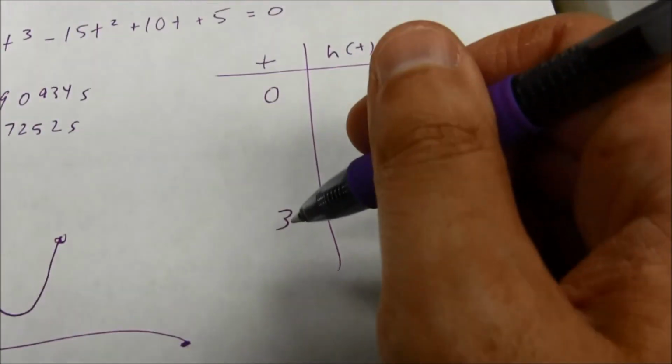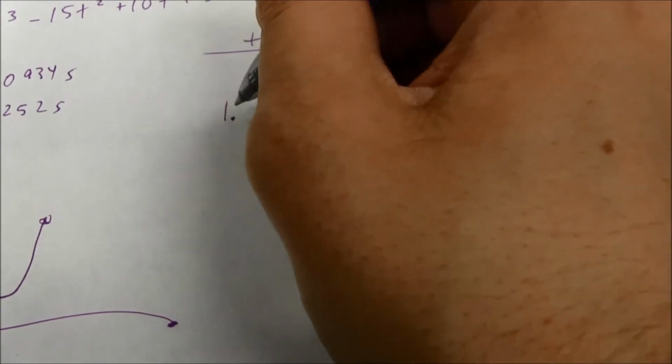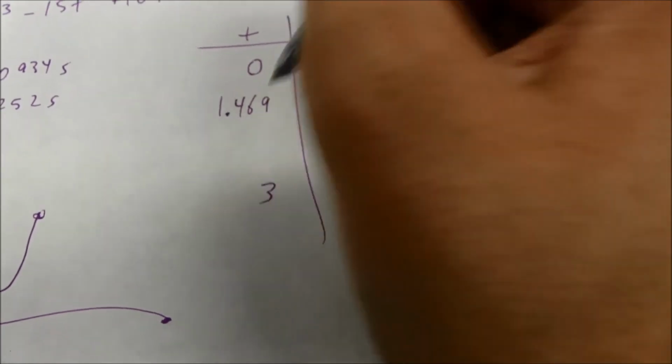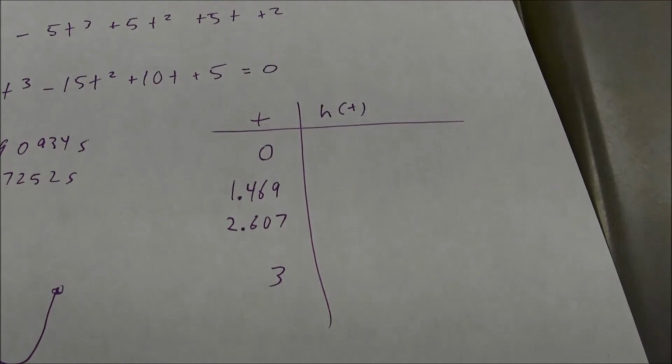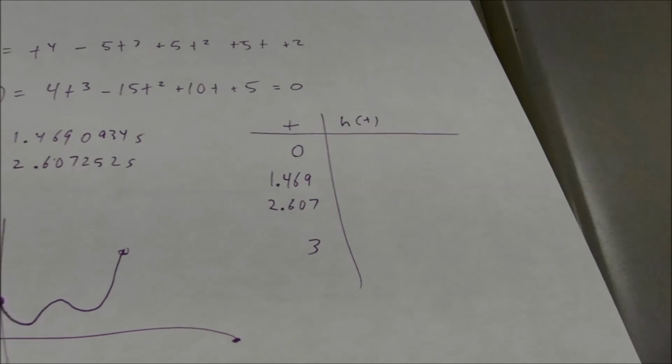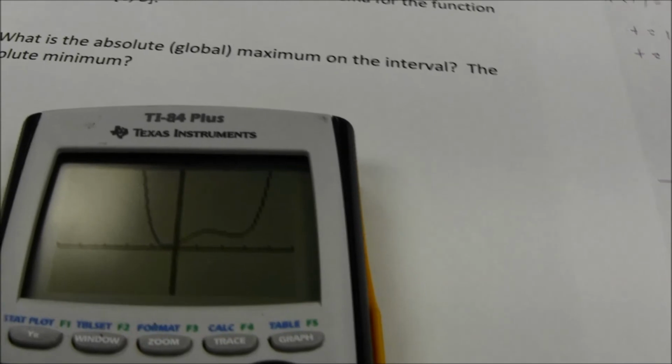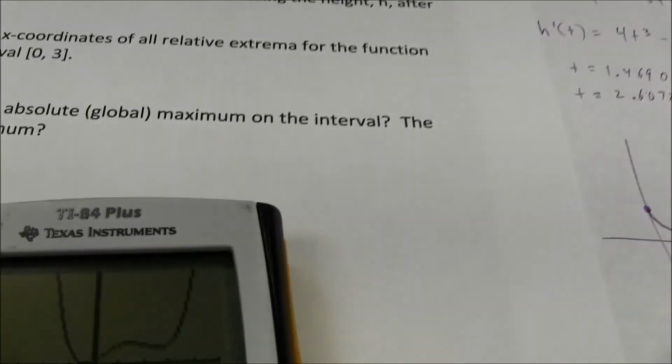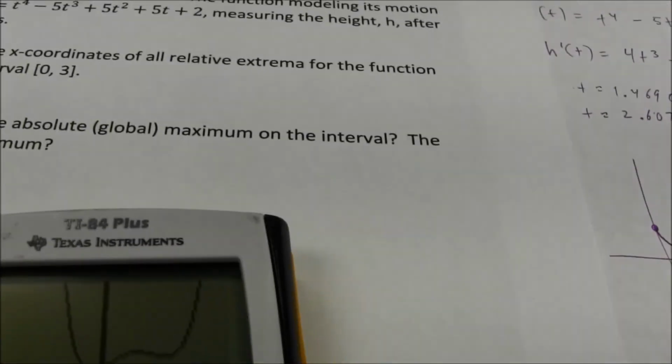So I'm going to check three different points here. I'm going to check the endpoints 0 and 3 and figure out the height. I'm also going to check the zeros, the places where the derivatives were 0, at approximately 1.469 and approximately 2.607. It would be better if I was a little bit more accurate and put in more extensive decimals there, but I think that'll get us close enough for this. So I'm going to use my table here to evaluate this. I do have the original function back in. Remember, we're looking for the maximum and minimum values, the y values of the original function.